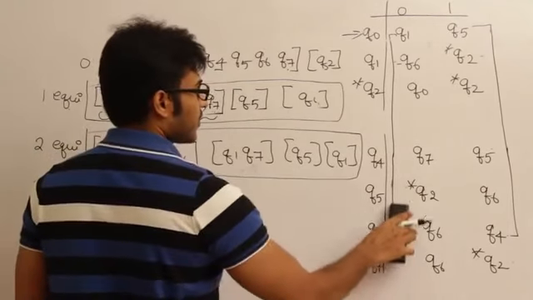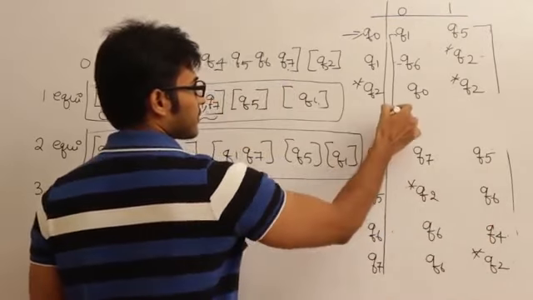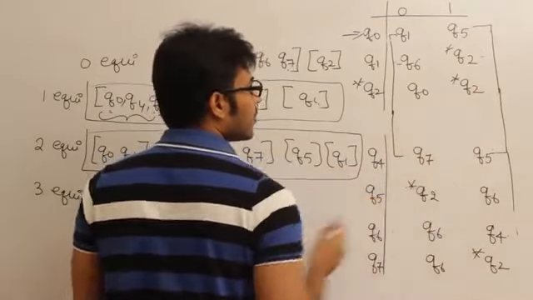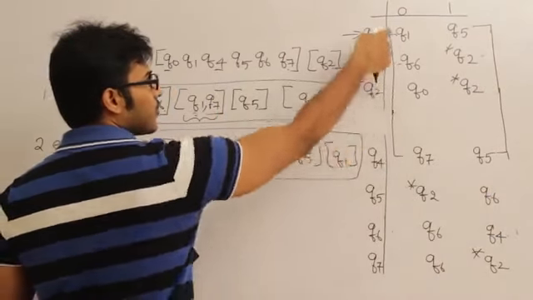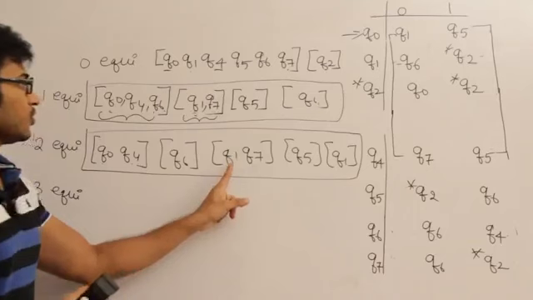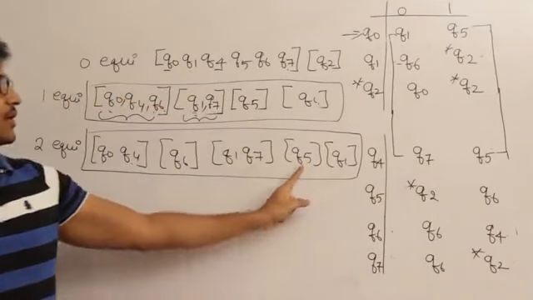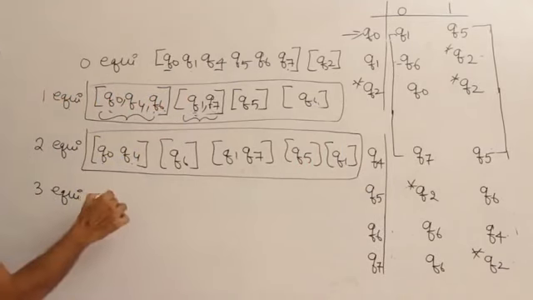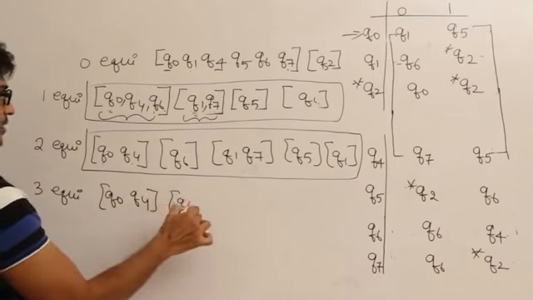In order to check for Q0 and Q4, Q0 and Q4 are going to Q1 and Q7. Q1 and Q7, they are in the same group. Q5 and Q5, they are in the same group. Therefore, they cannot be separated here also. So Q0 and Q4 are three equivalent. And this is already the same.